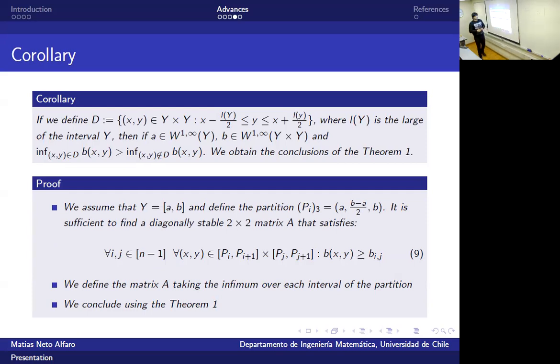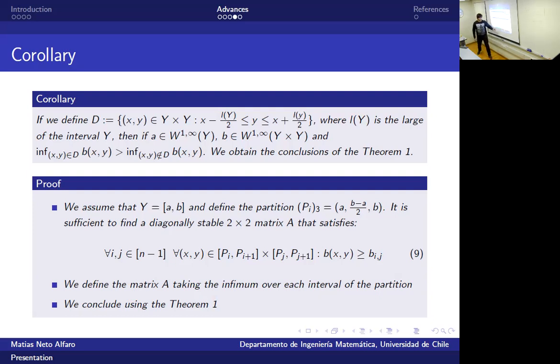For every Y. So the hypothesis that we made is that if A and B belong to a Sobolev space and the infimum of B on the diagonal is greater than the infimum of B off the diagonal, we obtain the same conclusions as in theorem 1. This is like our conjecture of the strongly diagonal case. The proof is very easy because with the theorem that we saw before, if we assume that Y is an interval and define the easy partition that way, it is sufficient to find a diagonally stable matrix A that satisfies the third assumption.